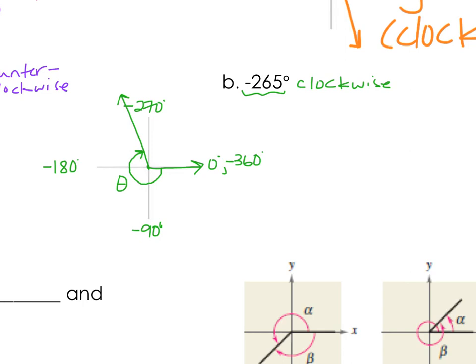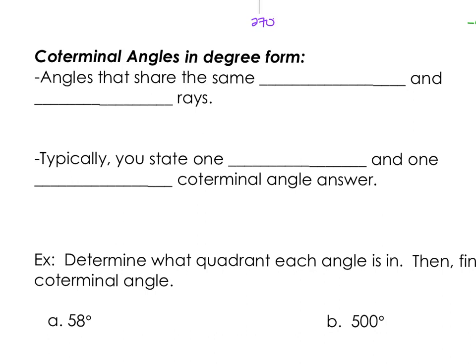Our goal is to get a close approximate of the quadrant it's supposed to be in. We're not looking for an exact location. That would be too tedious with the space that we have. Sometimes angles will rotate more than one loop around the circle or around the coordinate system and still match with a terminal ray. These are called coterminal angles.